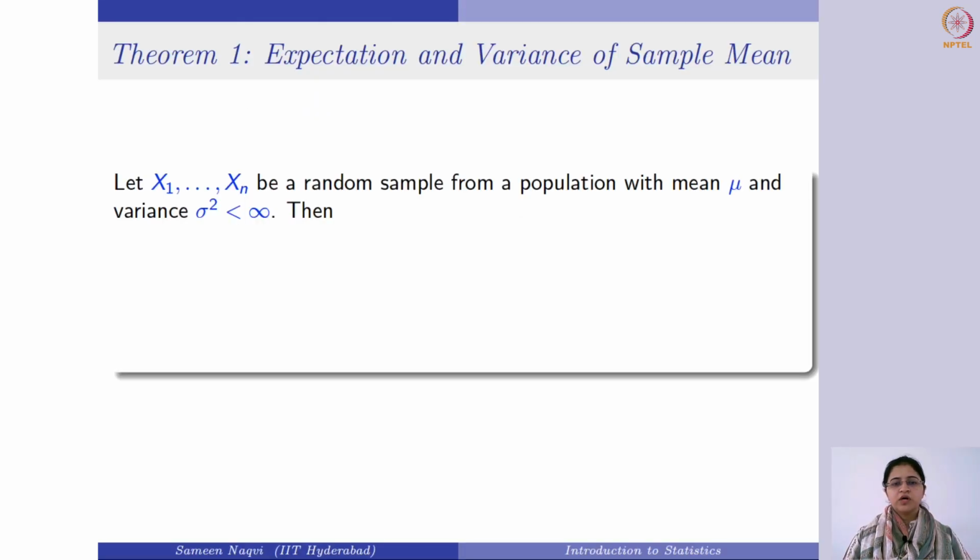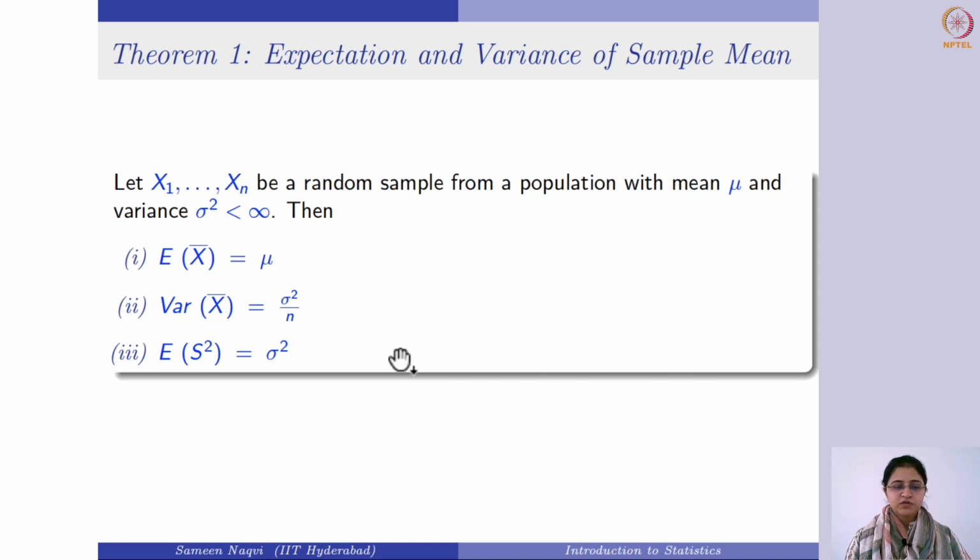So now we are going to begin with our first theorem, which aims to find out the expectation and variance of sample mean. So here we consider that we have a random sample from a population with mean mu and variance sigma square. Then expectation of sample mean will be mu. If we take the variance of the sample mean, it comes out as sigma square by n. And if I take the expectation of the sample variance, we get the population variance, that is sigma square.